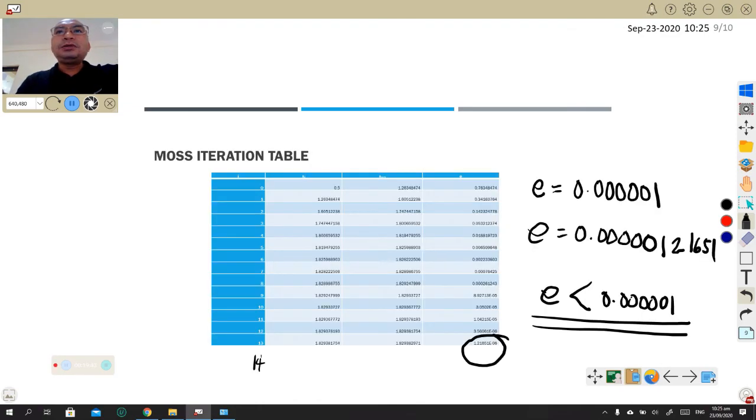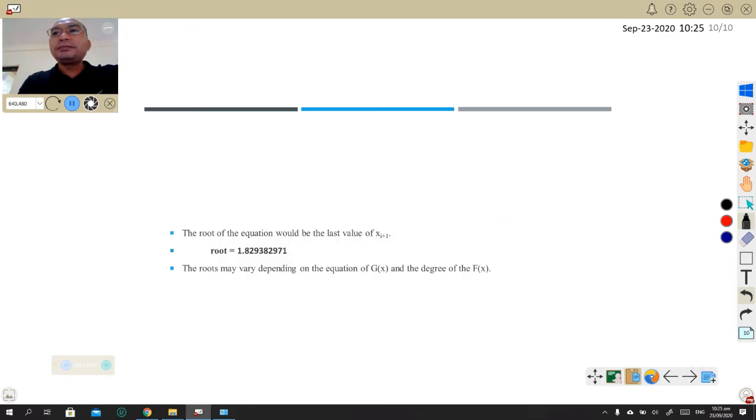So looking back at the iteration table, the last value of our xi plus 1 is this one, 1.82938. So that's why our root here is 1.8293. Please take note that roots may vary depending on the equation of g of x and the degree of the function of x.